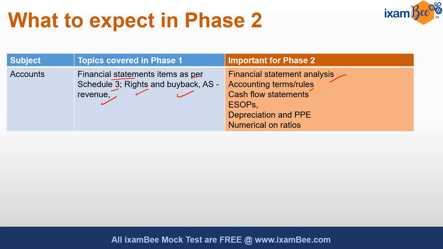Then accounting terms and rules continue to be important. Cash flow statements and fund flow statements related questions. ESOPs, I think, will be an important topic, not very deep, but conceptual terms. What is a grant date? What is vesting period? Who is allowed? What are the rules in companies related to ESOPs? So ESOPs, I think, will be an important topic. Then depreciation and PPE related accounting standards, and some numericals on ratios.